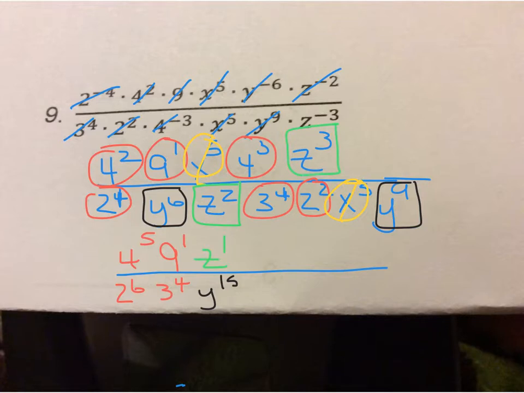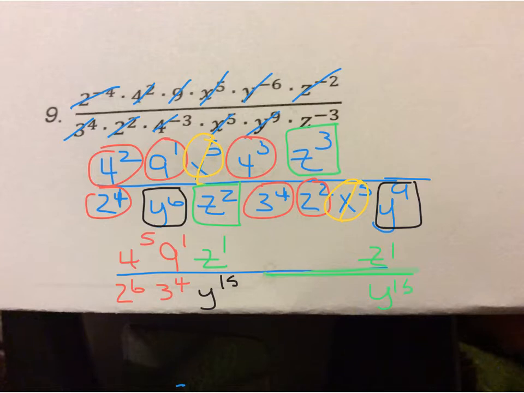Okay, so now, still not done. What I'm ready to do now is I am going to draw another fraction bar, and I'm ready to look and see what I'm going to do here. So I have no numbers that I can play the game with. I do know my answer has a z to the 1st on top and a y to the 15th on the bottom.